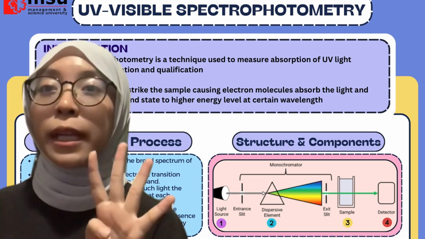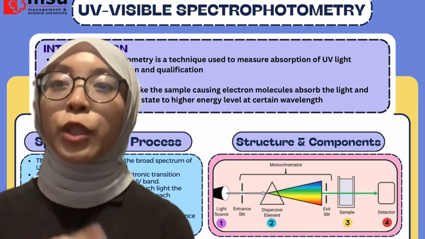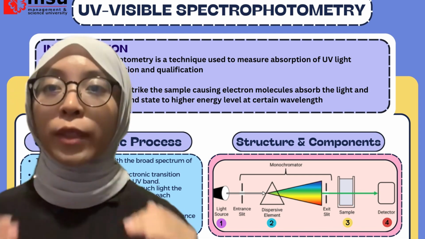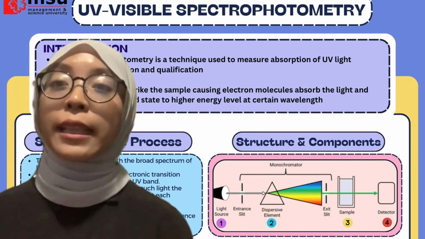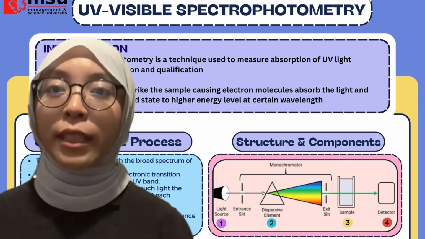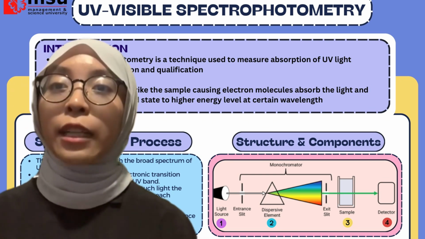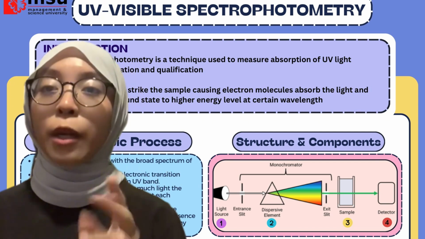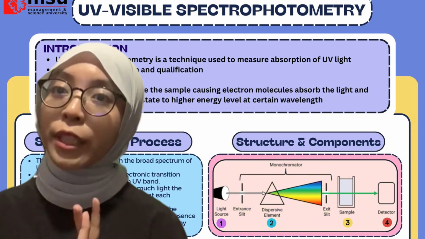There are 4 main components in a UV-Vis spectrophotometer. The first one is the light source. It emits a broad range of electromagnetic radiation over the UV-visible spectrum. The second main component is the dispersion device, which divides broadband radiation into wavelengths. There are 2 types of dispersion device, which are prism and filters, such as absorptive filter and interference filter.